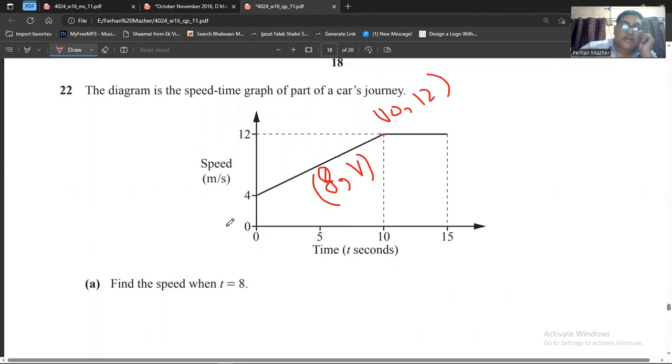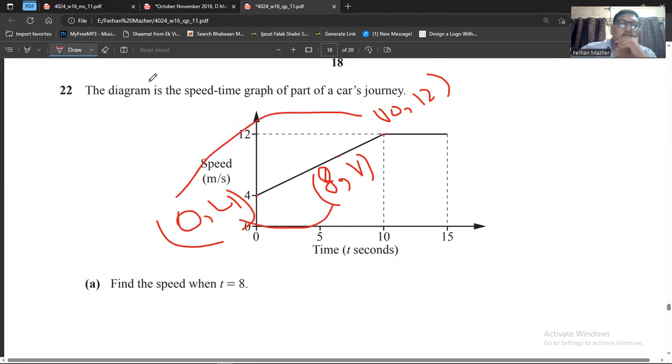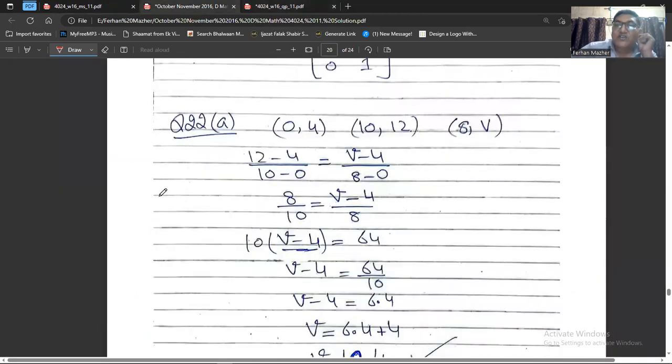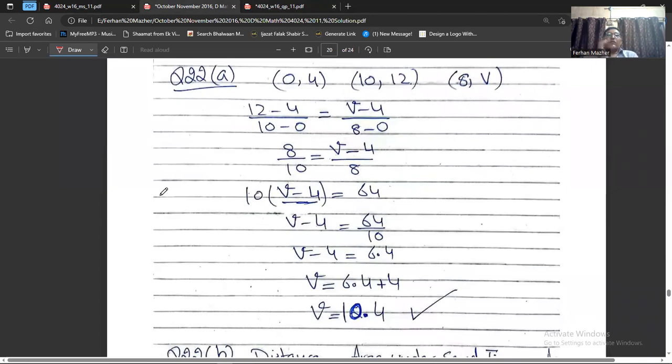And this point here, this is 0, 4. Because all these 3 points are on the same straight line, whatever the gradient is between these two, the same is the gradient between these two. So very simple, this is my strategy for the work. I've taken 3 points: 0, 4; 10, 12; and 8, V. When the time is 8, I want to find out what the velocity is.